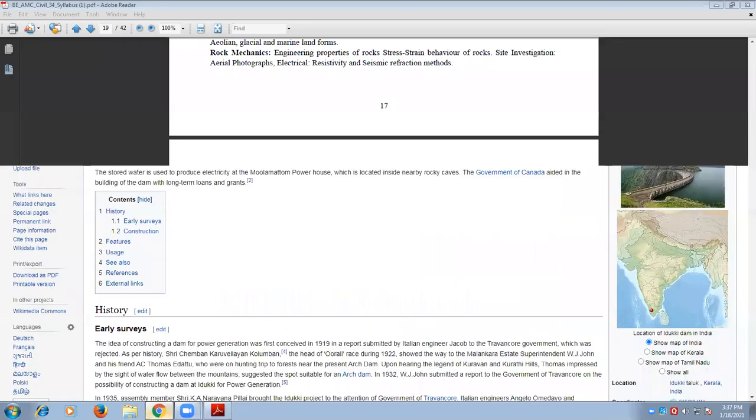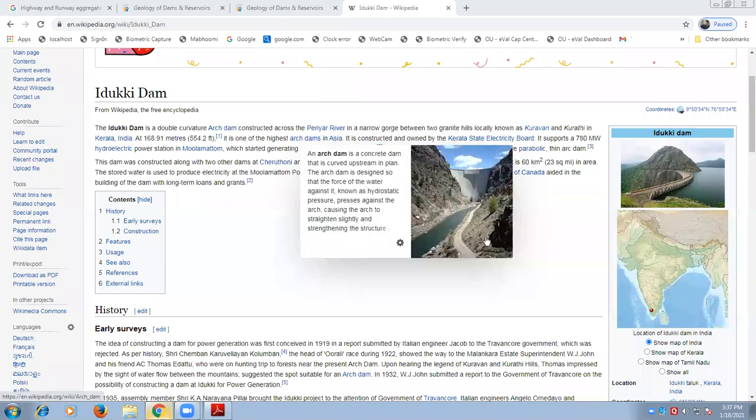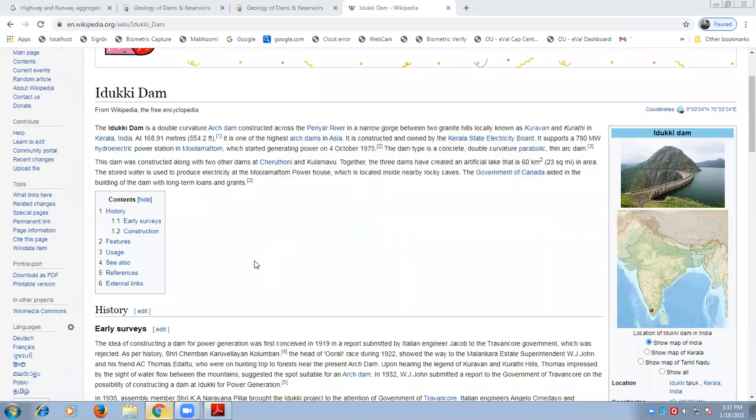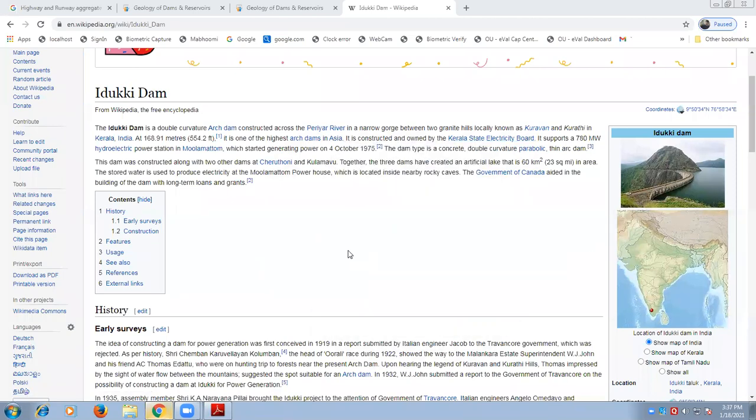Okay, let us see about the Idukki Dam. It is a double curvature arch dam, constructed across the Periyar River, and one of the highest arch dams in Asia. It is a storage type of dam, owned by the Kerala State Electricity Board.